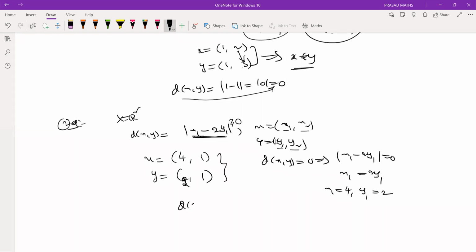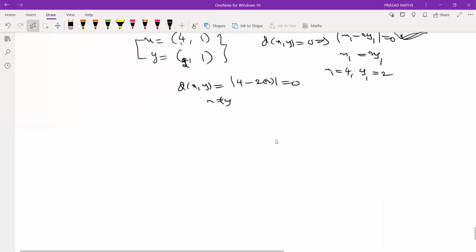Therefore, d of (x, y) is nothing but the modulus of 4 minus 2 into 2. That means 0. So the distance is 0, but the elements are different, because 4 is different from 2. Is it clear? This is my guess. Distance is 0, but the elements are different.